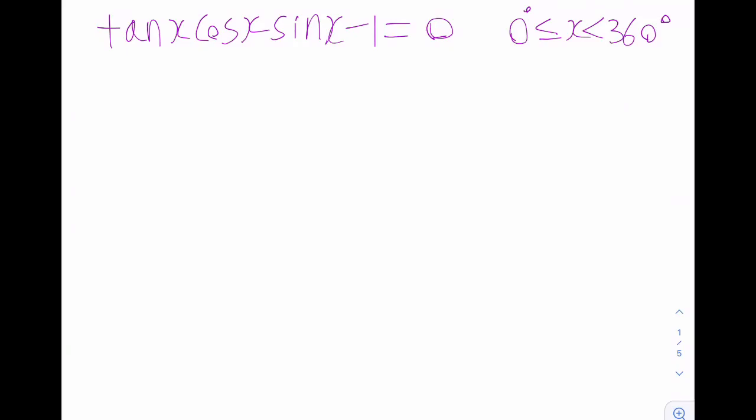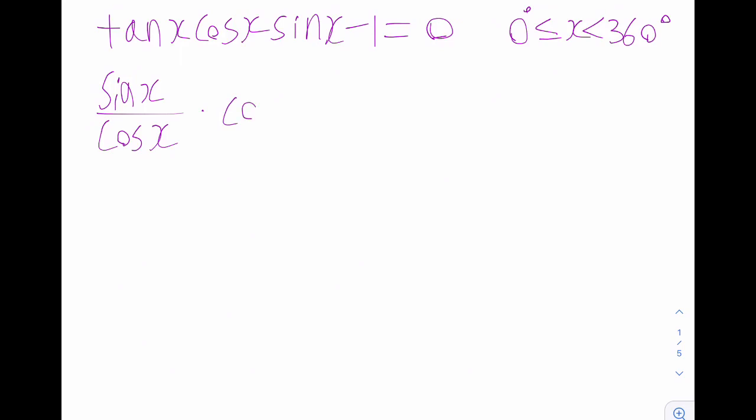Hey guys, this is part 2 of solving trigonometric equations. And this is our first problem. We have tan x times cos x times sine of x minus 1 is equal to 0. And our initial restriction is x has to be bigger or equal to 0 and smaller than 360 degrees. So let's start off by changing tan x to sine x over cos of x, guys.